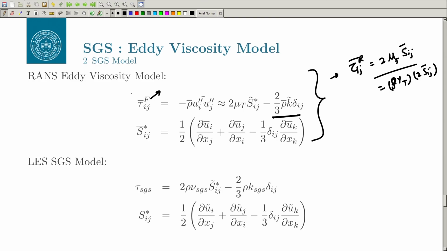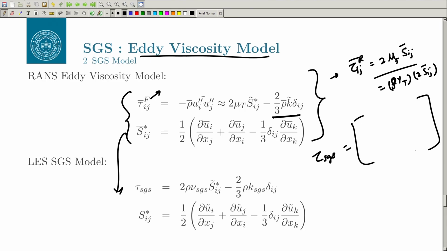So, we will borrow this idea and apply it in the LES SGS model. This is again the concept of eddy viscosity. You have many variables. So, tau SGS, if you write this, it will have 6 independent components.